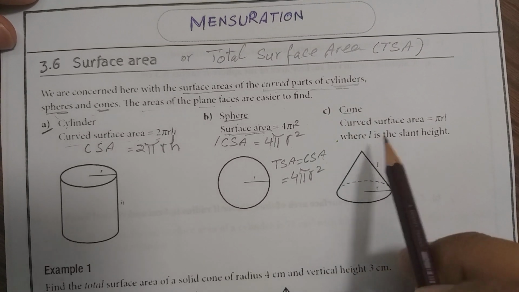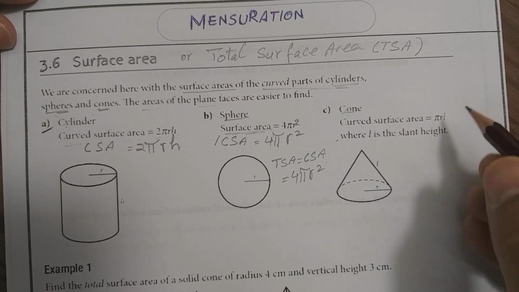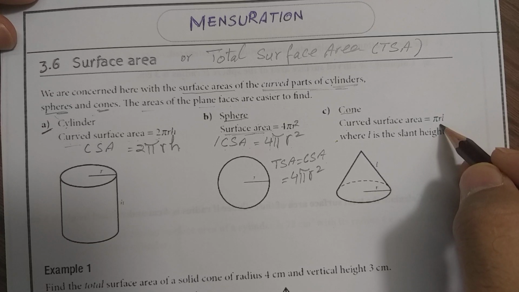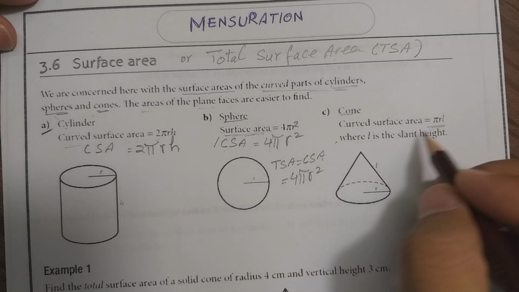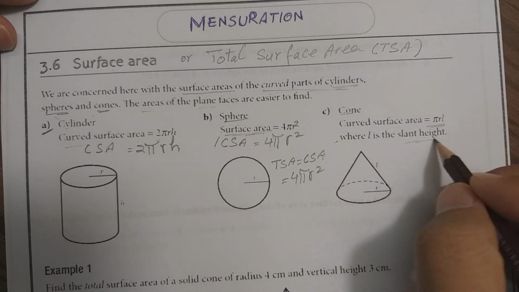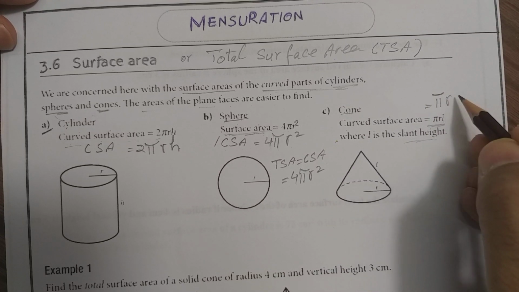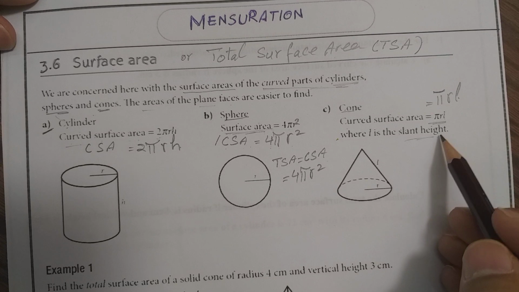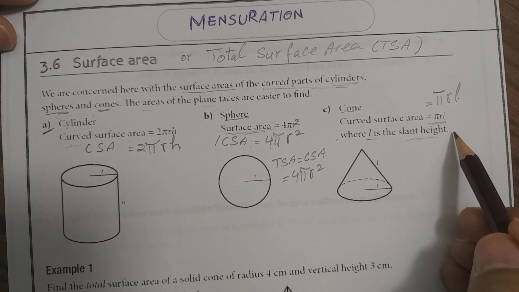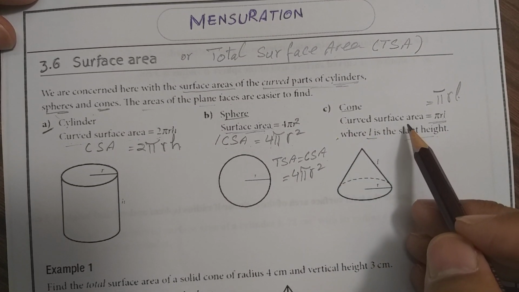In the cone, curved surface area equals pi r l. Pi r l, I think that is clear, where l means the slant height. I just write it in clear form, pi r l. So l means the slant height. This is called the curved part.